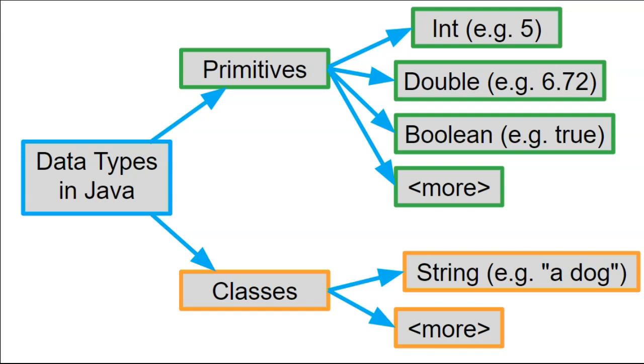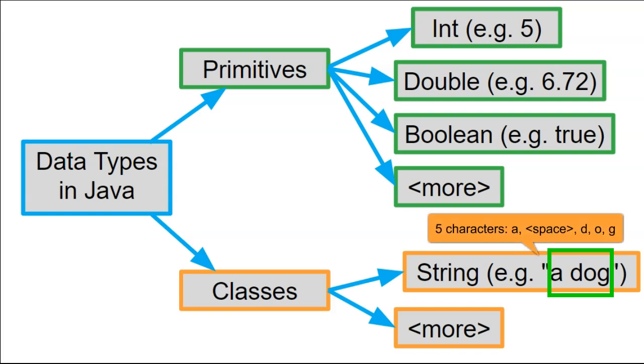We use strings to store text in our programs. As you can see here, a string is a series of characters, where each character can be a letter, a number, a symbol, or even a space. This particular string contains 5 characters.